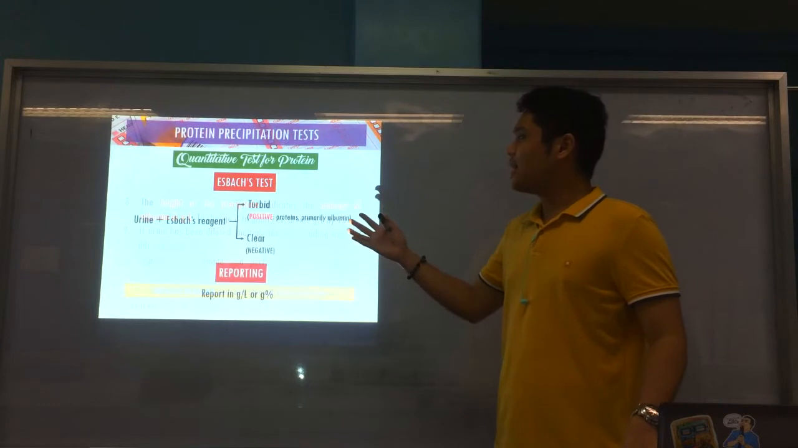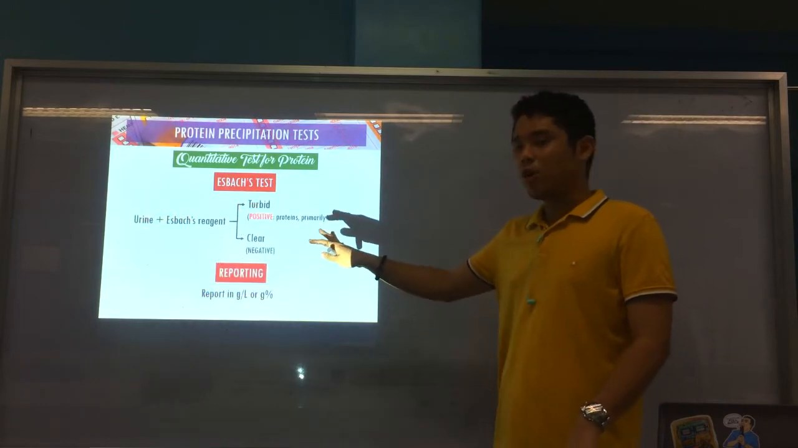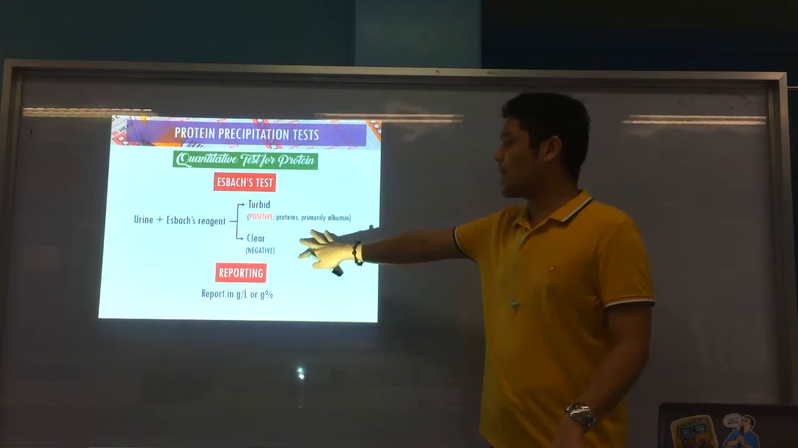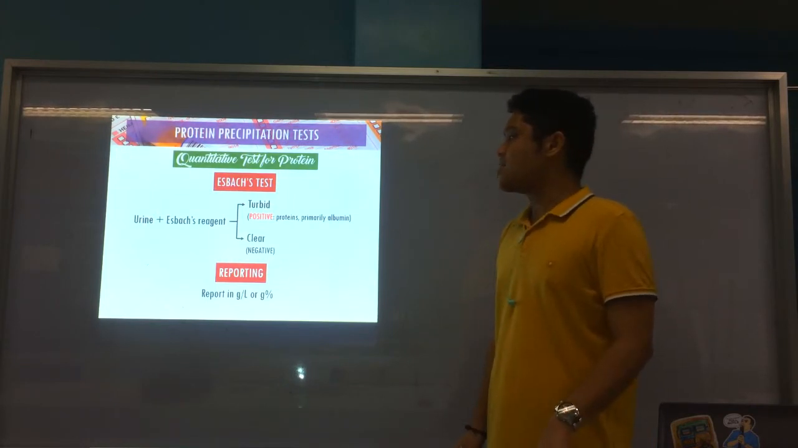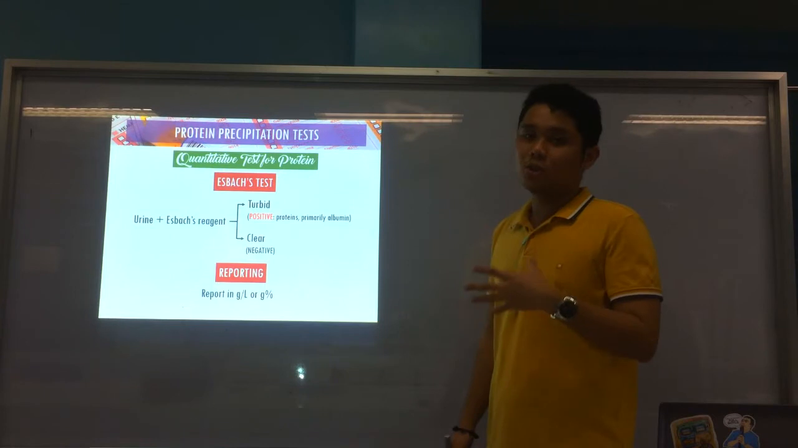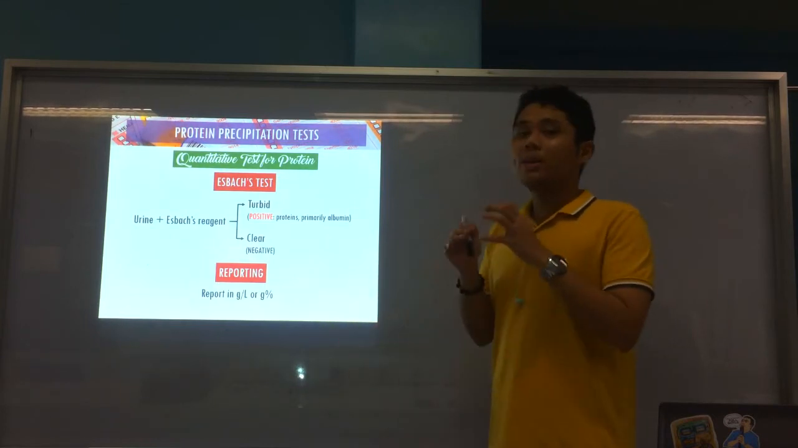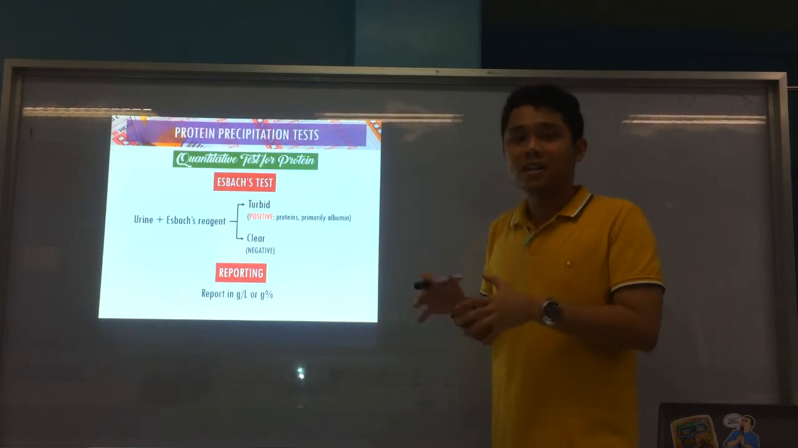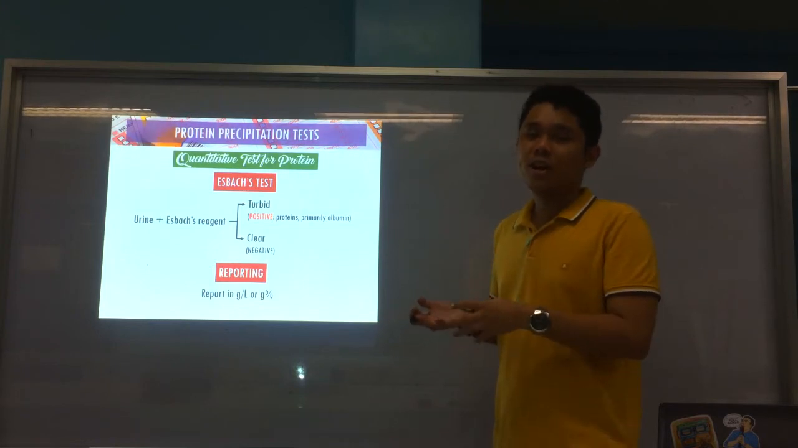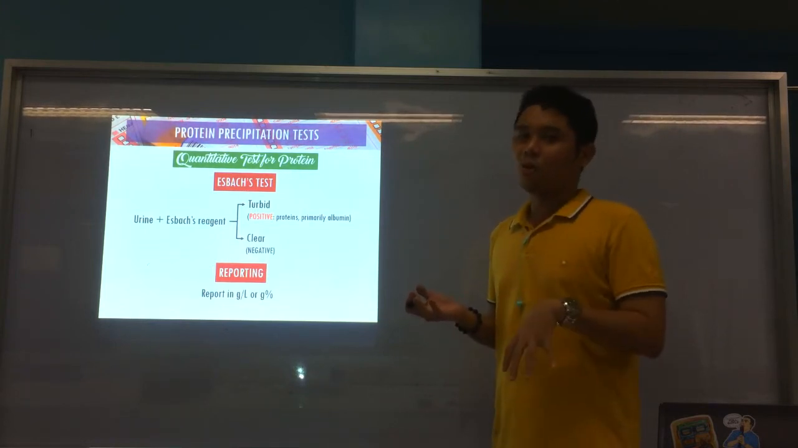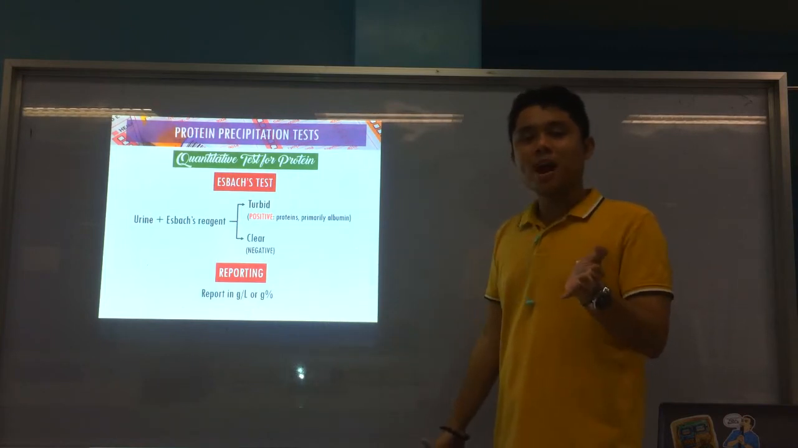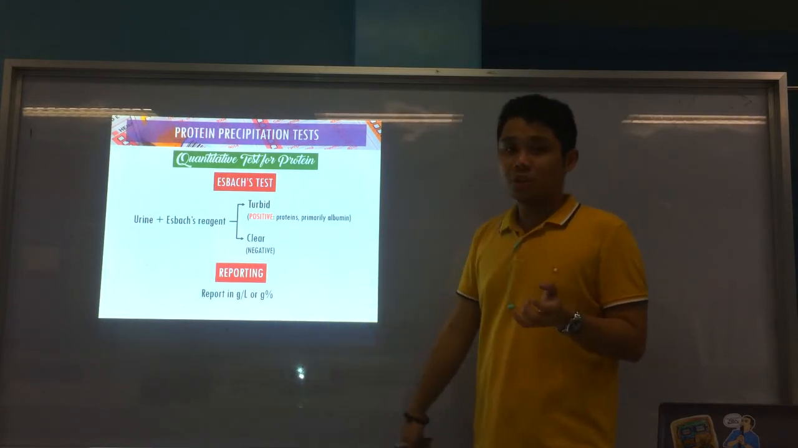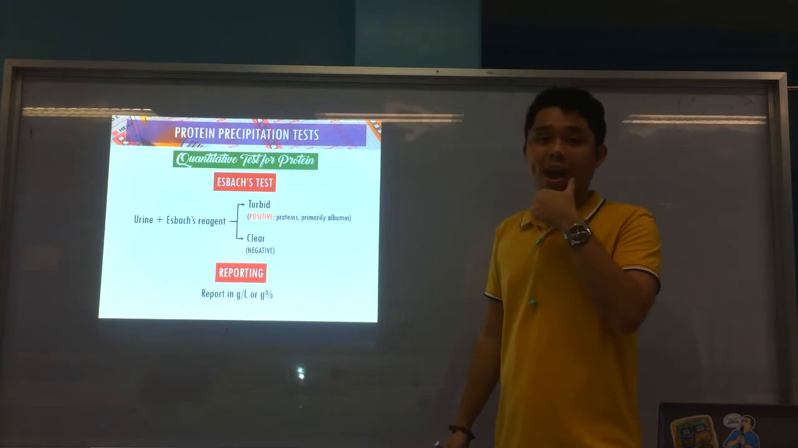As you can see again, in a shorter procedure, pag-add nato sa SSA, kung turbid siya, positive. Okay? Proteins, primarily albumin, and clear, which is negative. As you can see, ang reporting niya, quantitative because it's expressed directly as a concentration. Dili na ka mag-grading na 3+, 4+. It's directly expressed as a concentration, either in grams per L, and if you want to change it to grams percentage, you divide it by 10.